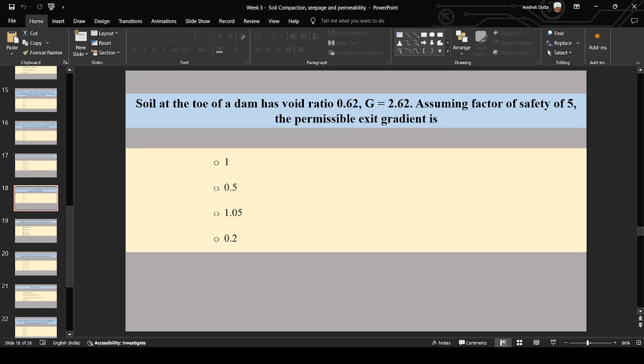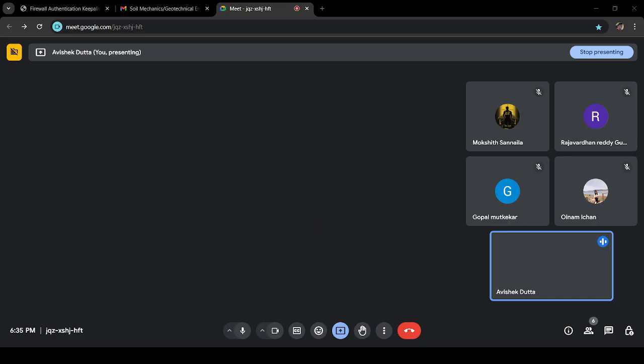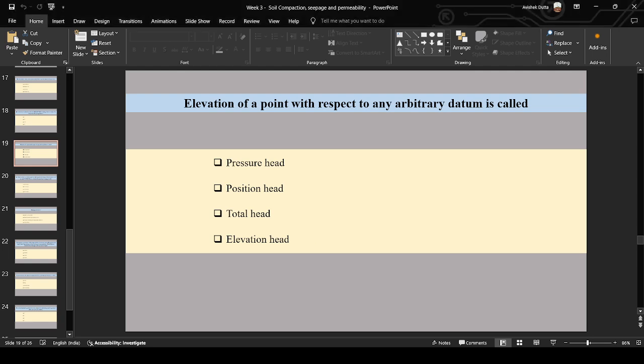This is again a multiple select question. So more than one option can be correct. The question is elevation of a point with respect to any arbitrary datum is called. The options are pressure head, position head, total head or elevation head.